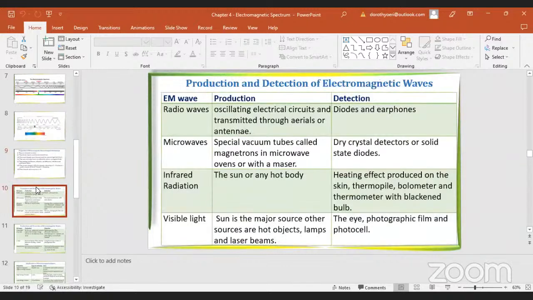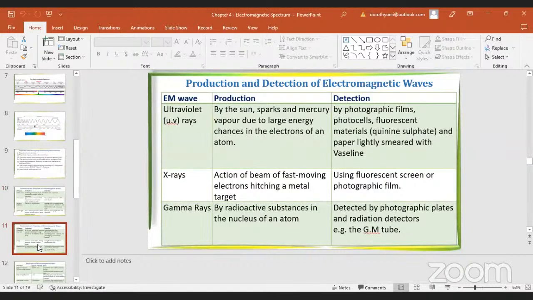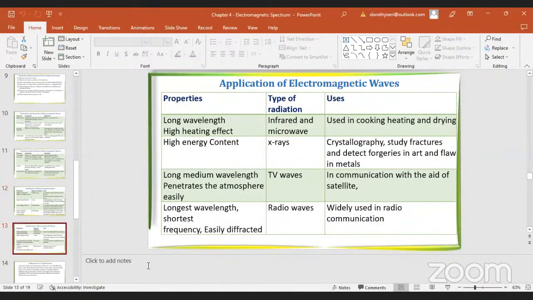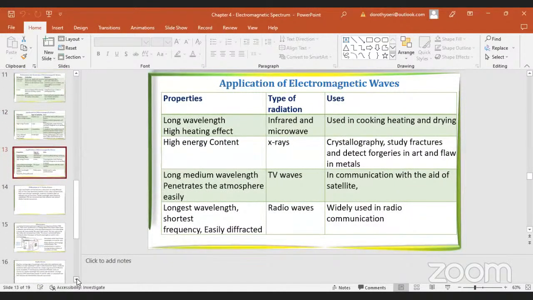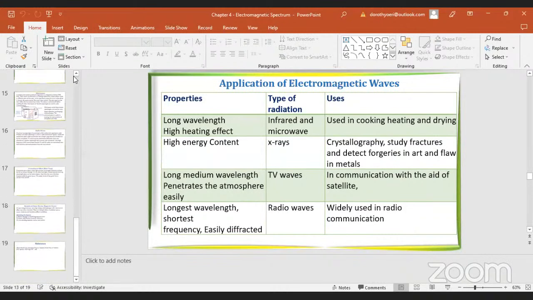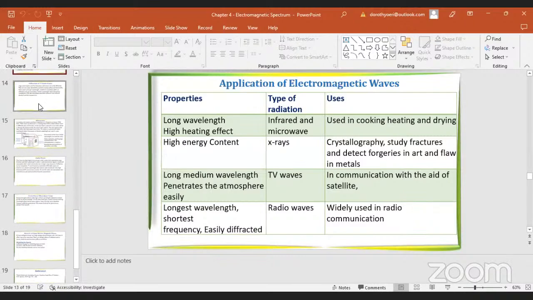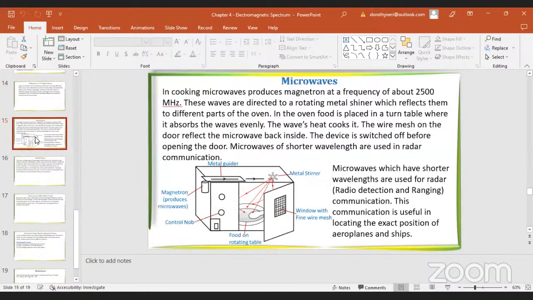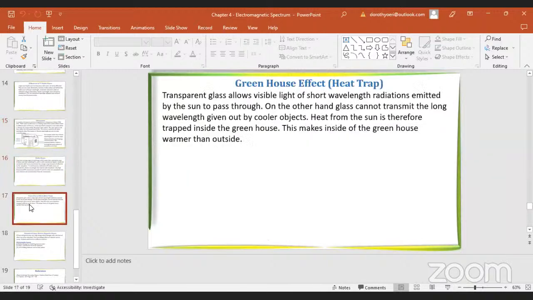Then we have that table. I said add another column for the uses so that you're looking at it once for all the waves. Still the table on production and detection. Applications, that is the uses. Again, I said combine the tables. Then we have diffraction of TV and radio waves. We have microwaves, that is not that serious there. Greenhouse effect.